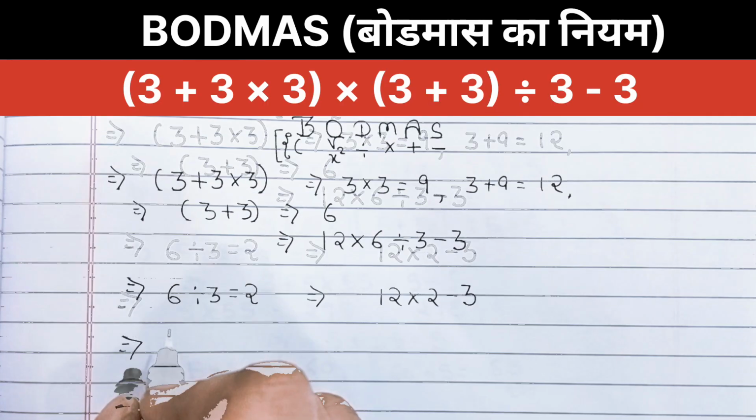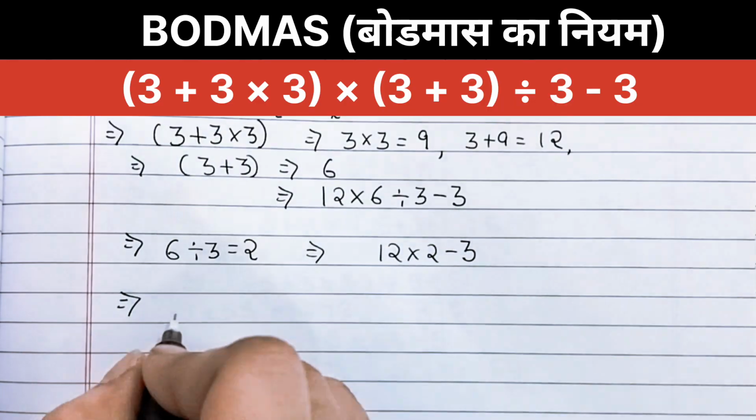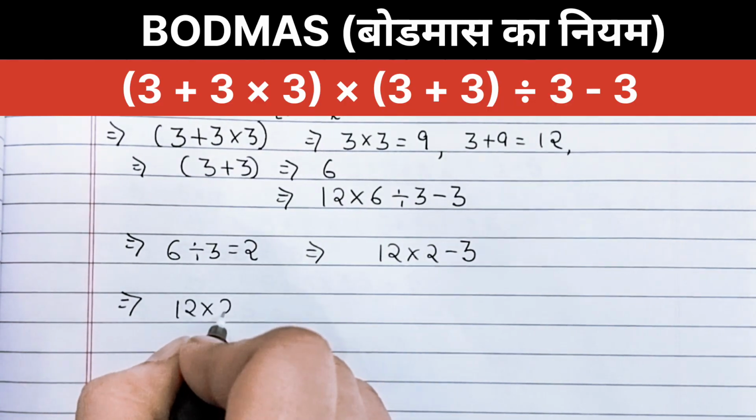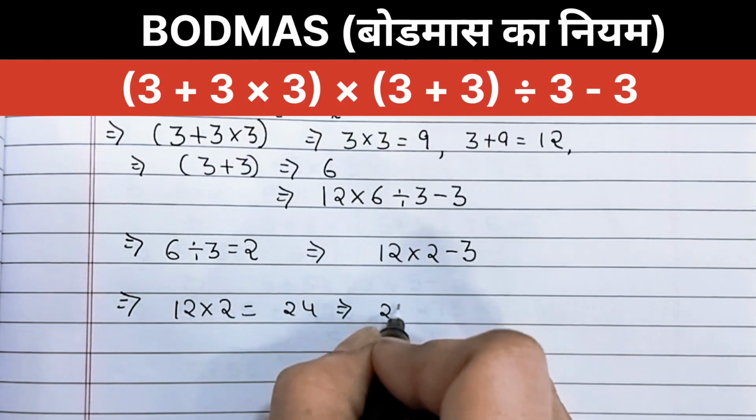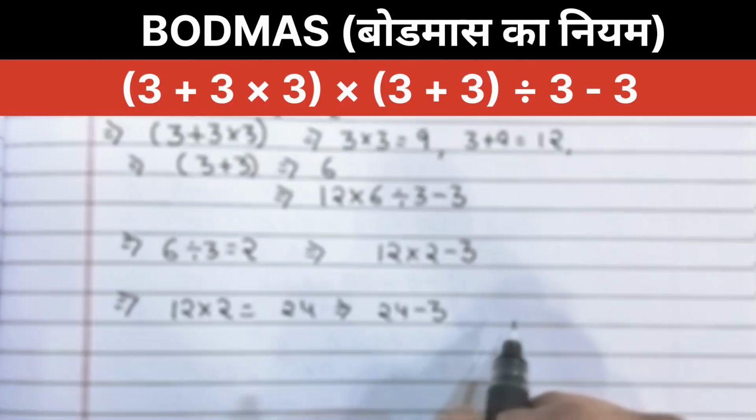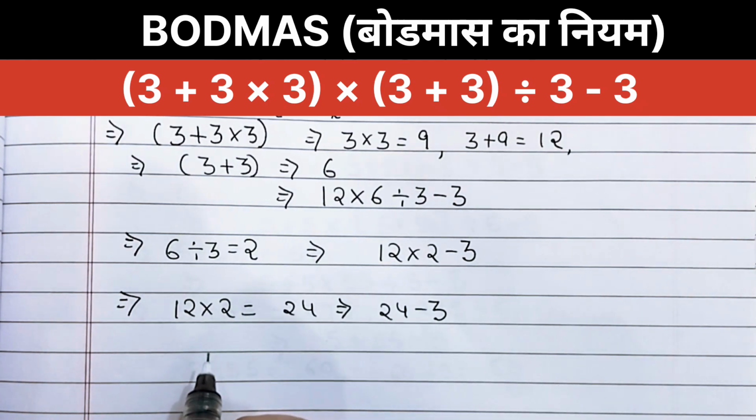So now the third step, multiplication. We handle the remaining multiplication and we multiply the digits. 12 multiplied by 2 is equal to 24, and now the expression becomes 24 minus 3. So in step 3, we complete the multiplication to find the total product before finally subtracting the last term.